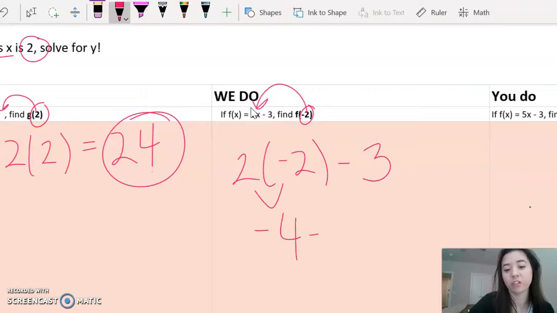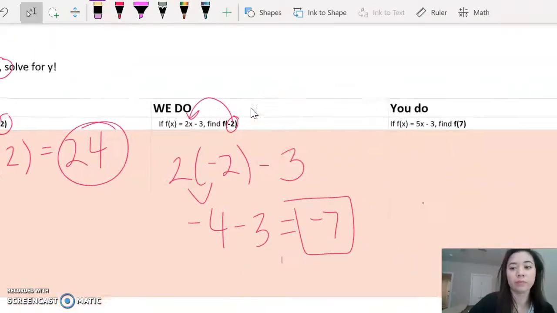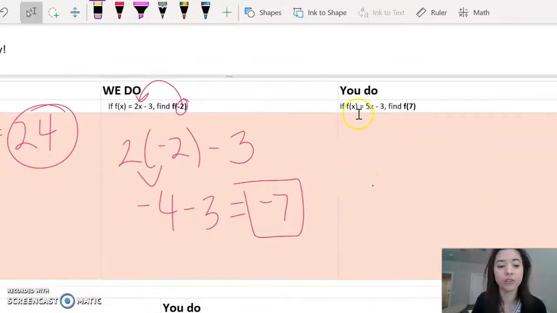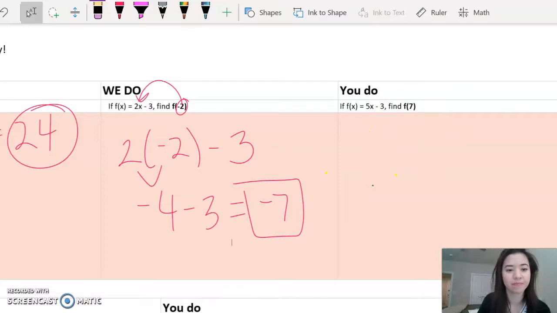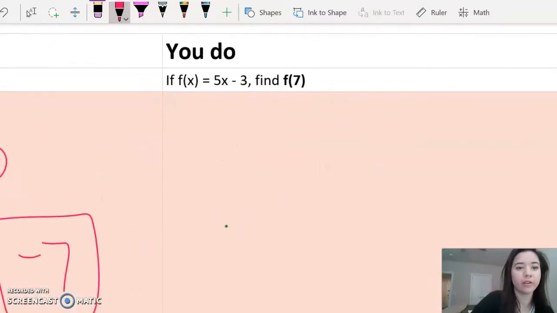Multiply first, and we get negative 7. All right, go ahead and try this one. Pause me, and then come back when you're ready. All right, hopefully you gave it a try.